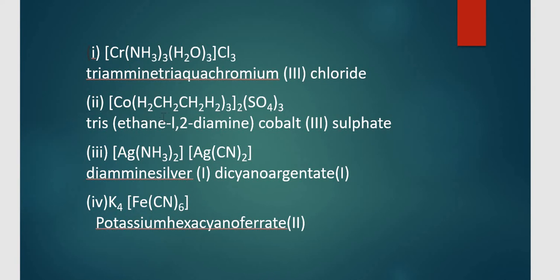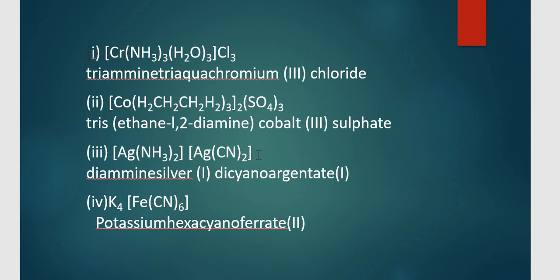Now, if you see this one, here we have a complex ligand. So we will write tris rather than tri. Tris ethane 1,2-diamine or ethylene diamine, cobalt, its oxidation number, that is 3, and sulfate.